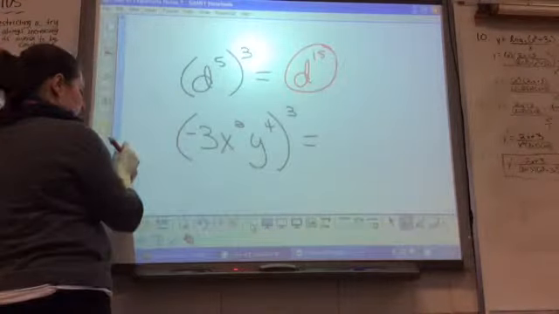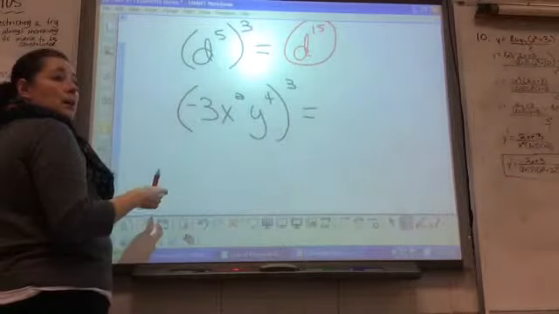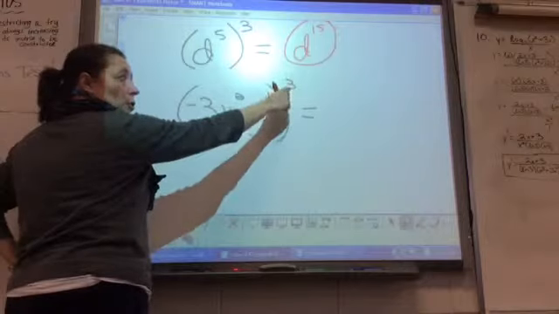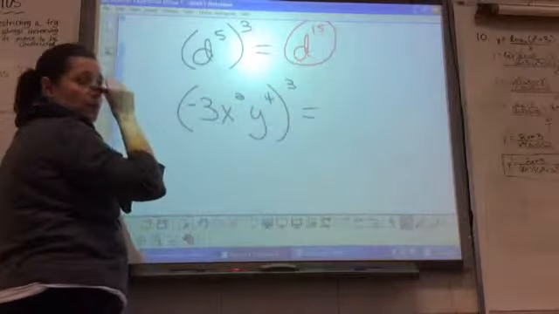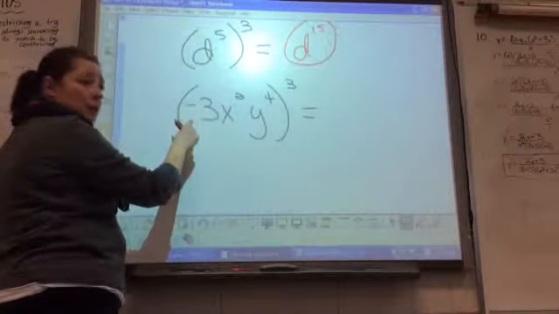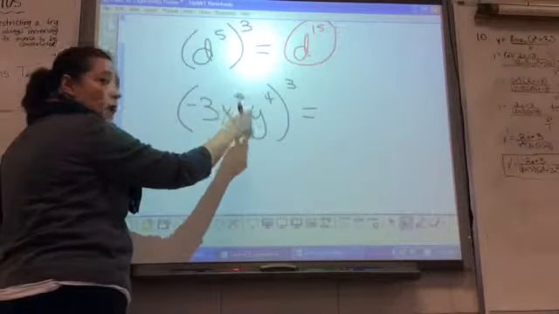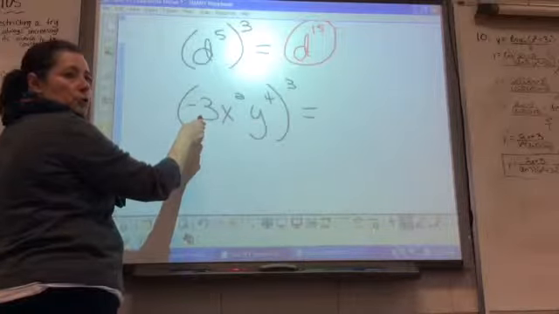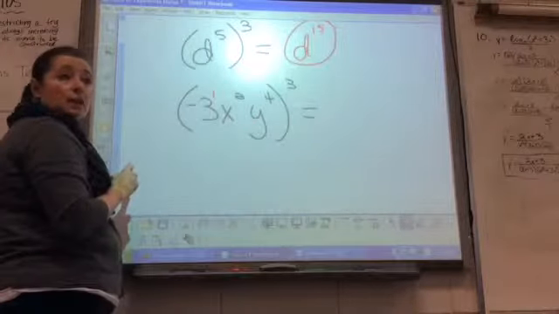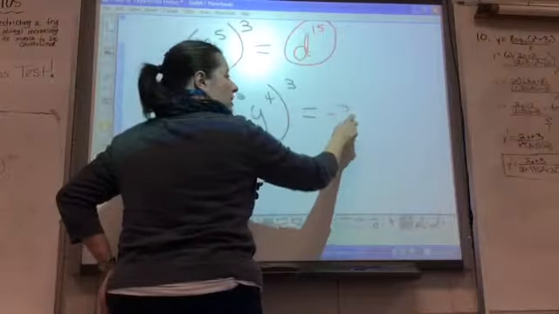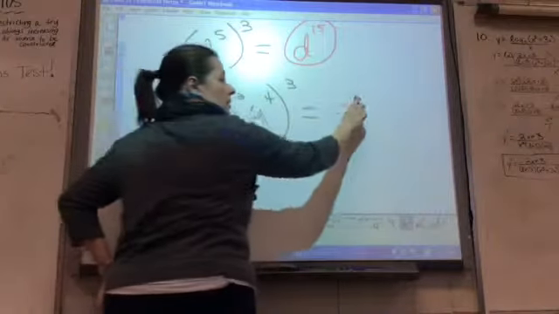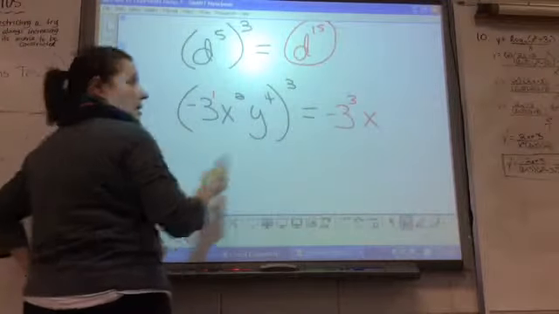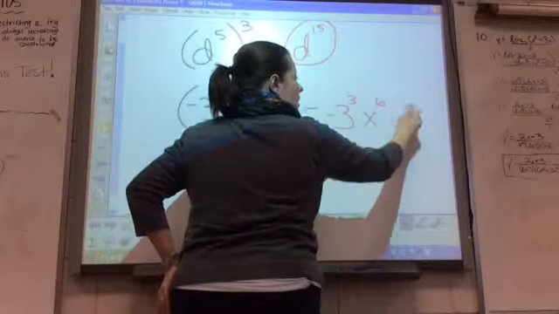All right, so looking at the next one here, if you got multiple factors in here to the third, those are all to the third because they're all in the parentheses. So -3 is getting it, x is getting it, y is getting it. You're distributing. Now, what's -3's exponent understood? Right, that's how you're going to treat it. So -3 to the 1 times 3, x to the 3, and y to the 3.